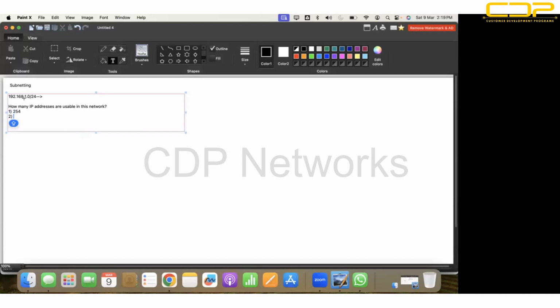Any other answers, guys, or do you think he's correct? I think 254 is correct. 253 is the usable. Okay. 253, because one is going to gateway, right? I think 252. Now another answer, 252. The one broadcast IP and one thing is another IP. I think network IP something. Okay, guys, let me explain.